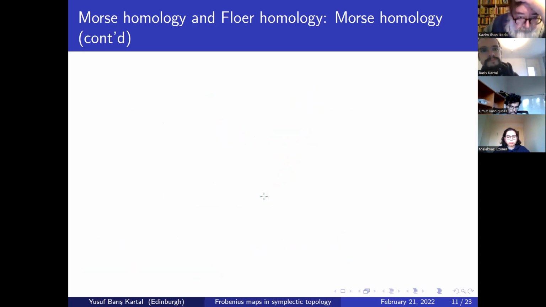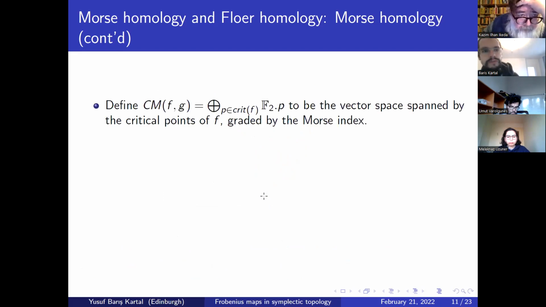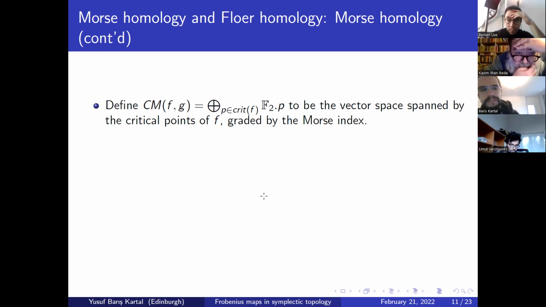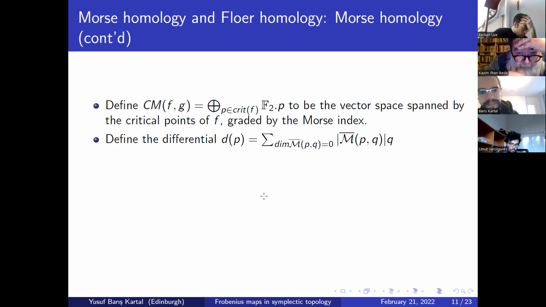Okay. So I continue with Morse homology. So this was just Morse theory so far, not homology. But for simplicity, I take the coefficient field to be F2 here. So the Morse chain complex is defined to be the span of the critical points of f. In the example on the previous page, it's spanned by 4 critical points, P1, P2, P3, P4, and it's graded by the Morse index. And you define a differential.